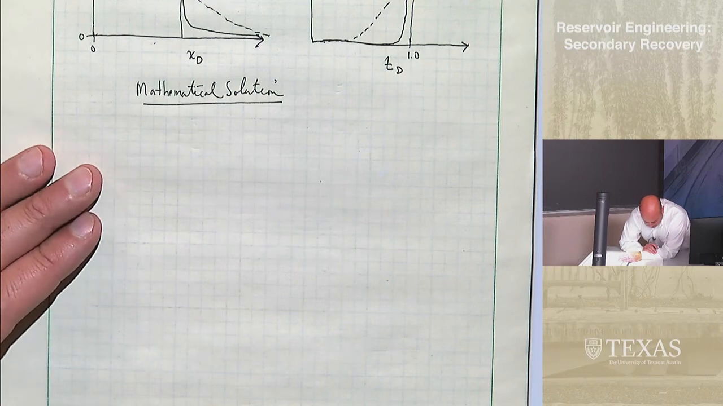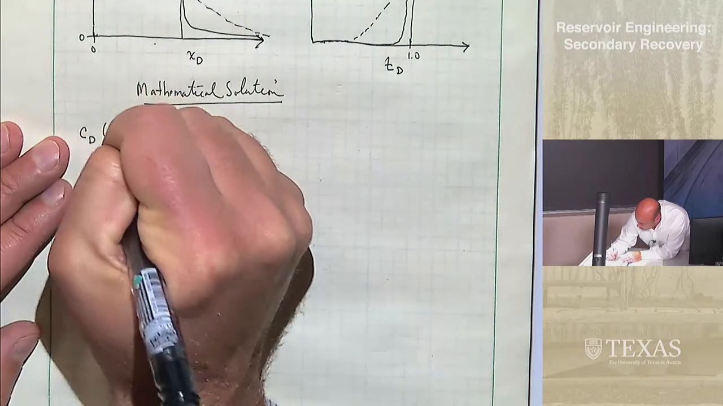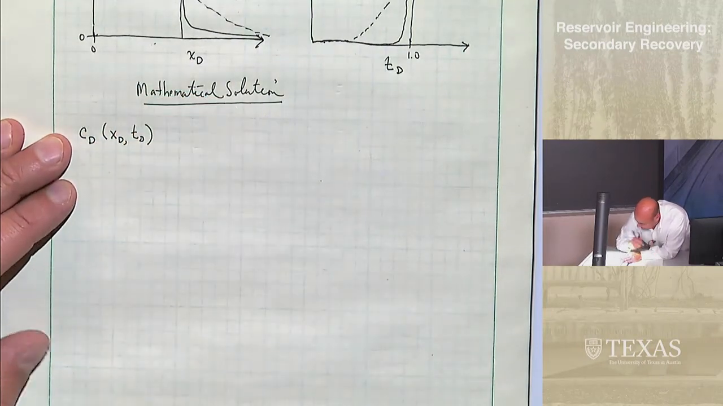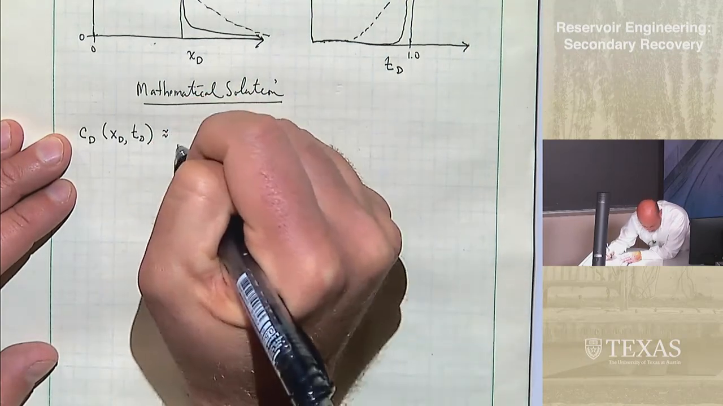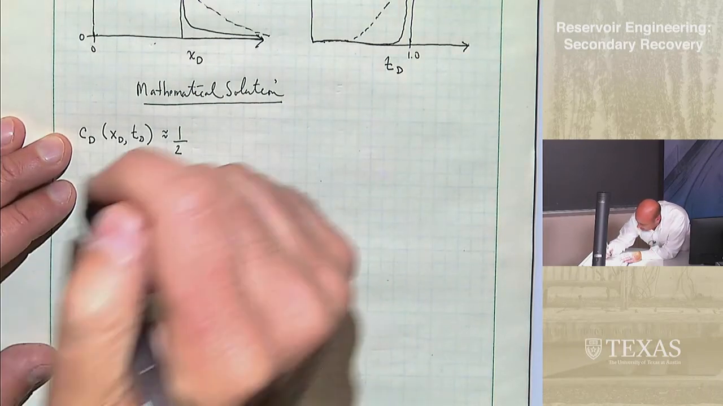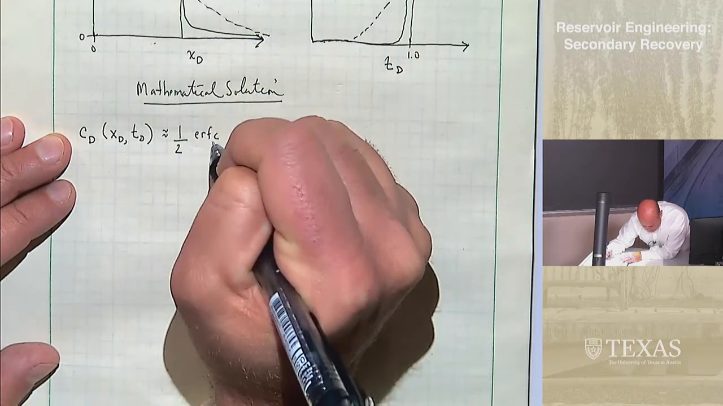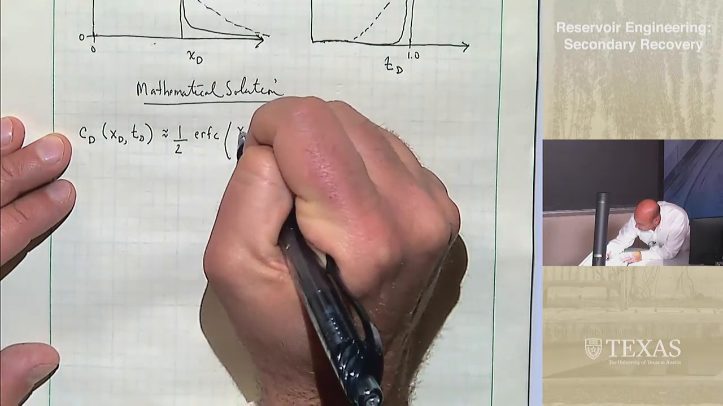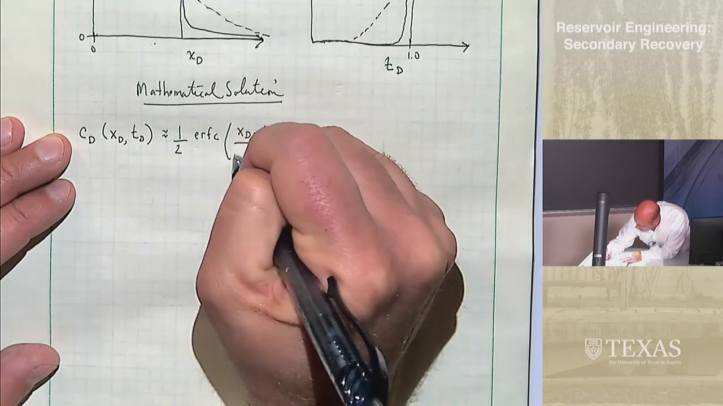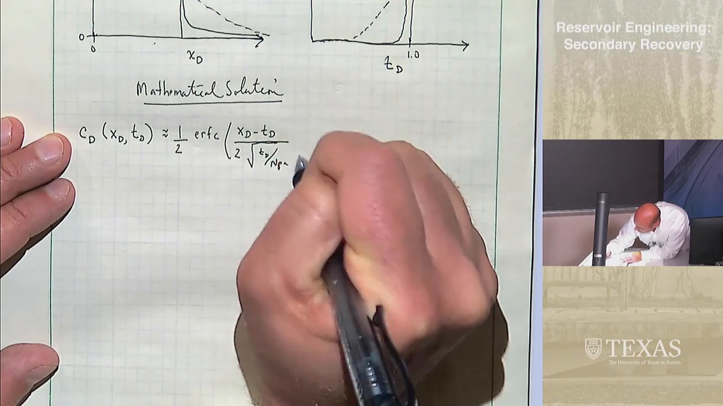So the mathematical solution is the dimensionless concentration CD, which is a function of both distance, xd, and time, td, is, I'm going to say approximately equal to, I'll explain why in a second, 1/2 times the, now stay with me, the complementary error function times xd minus td, over 2 times the square root of td over Peclet number.